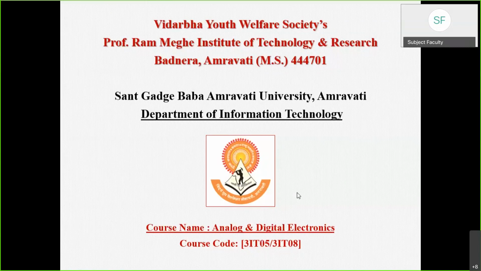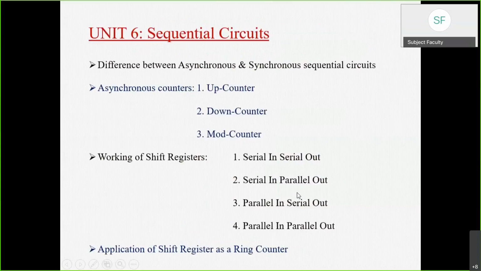So in the last session, we have started the discussion regarding shift registers. There are four types of shift registers included in your syllabus, and these are nothing but serial in, serial out; serial in, parallel out; parallel in, serial out; and parallel in, parallel out. Out of these four, we have discussed the first type, that is serial in, serial out. So we will again take a quick review about this type of shift register.